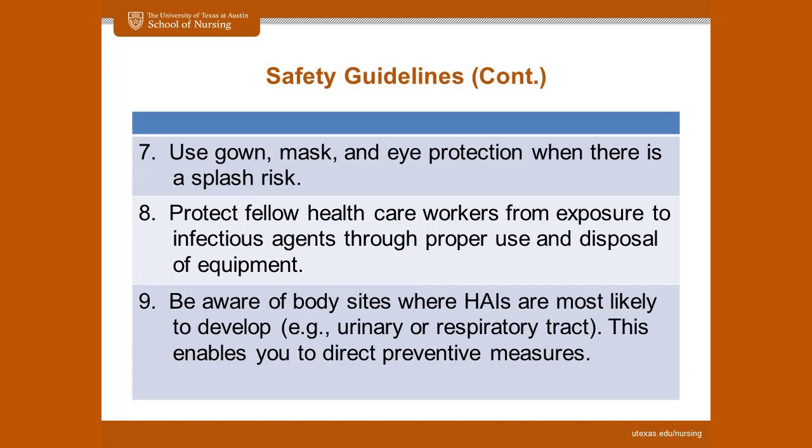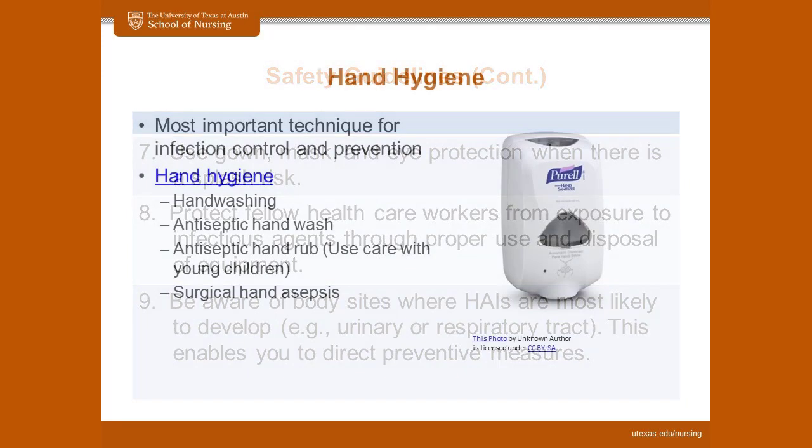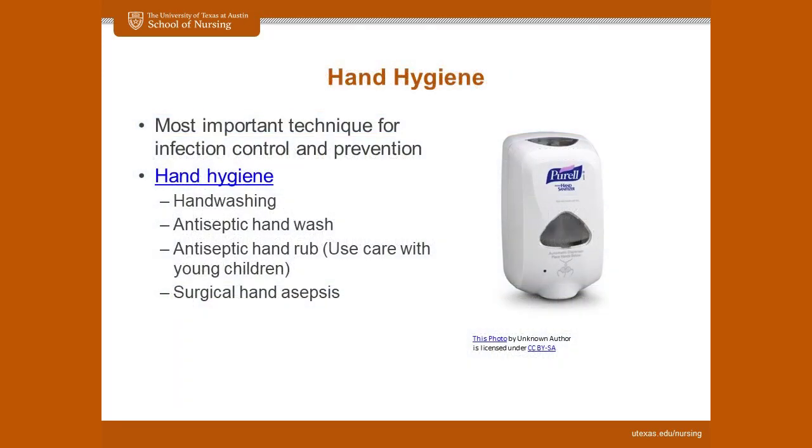Now we will go through these safety guidelines step by step. The first one is hand hygiene. Hand hygiene is a general term that applies to hand washing, antiseptic hand wash, antiseptic hand rub, or surgical hand antisepsis. Hand washing refers to washing hands with plain soap and water.